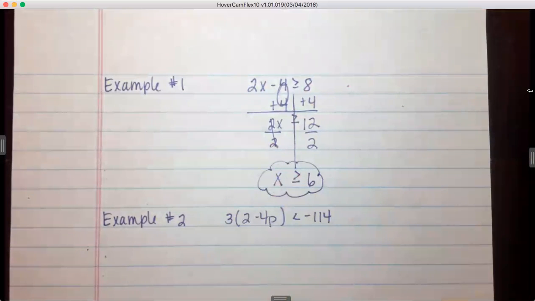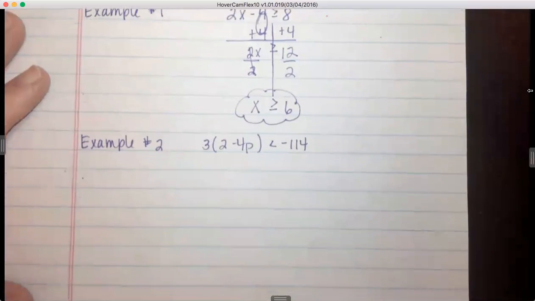Look at that. We did the same exact steps that we use to solve equations, but we did it to solve inequalities. And we didn't have to use either of the golden rules. So easy. All right, let's try this one.